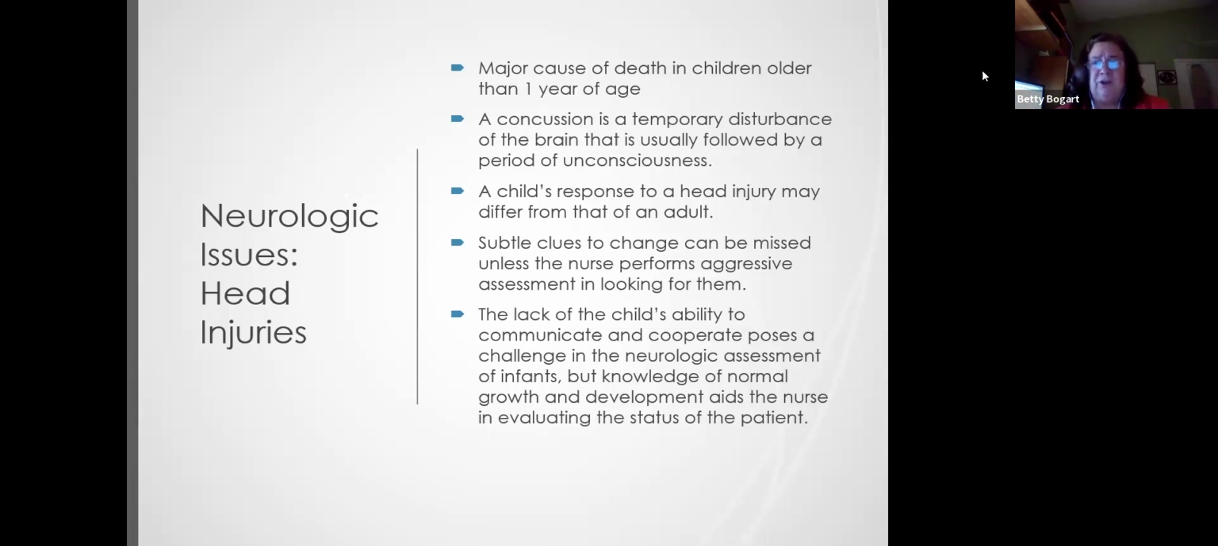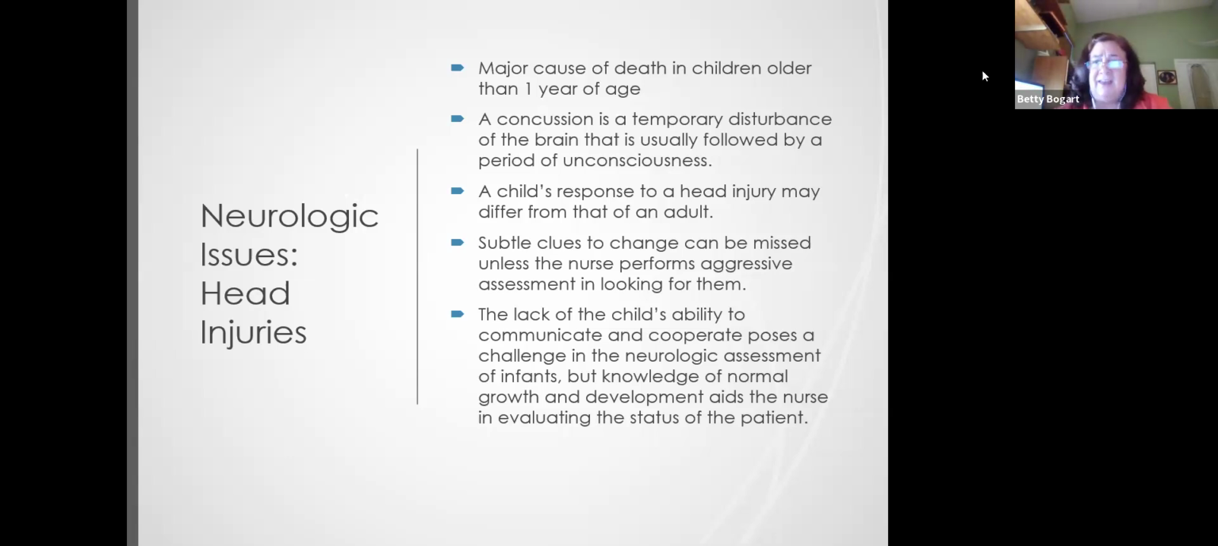Now, children's response to a head injury is different than an adult's. When children get a head injury, yes, they'll have that decreasing level of consciousness, but children usually will vomit. Adults really don't. That's a difference. We know that with head injuries, there are very subtle clues that we have to look very closely for.